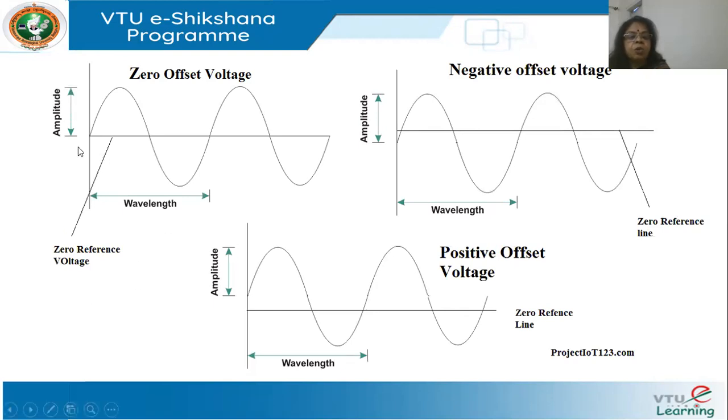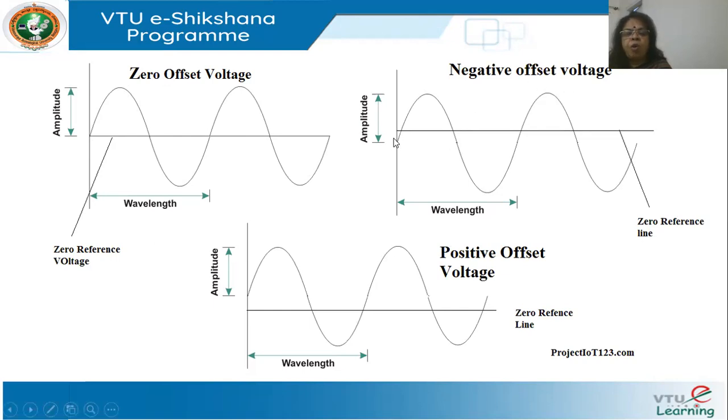Just see here. So I have a pure sinusoid. So the average value is zero. Therefore, this has a zero offset voltage. Now you see, if I just shift the wave down, I don't do anything else, I just shift it down. This is what I get, a negative offset.